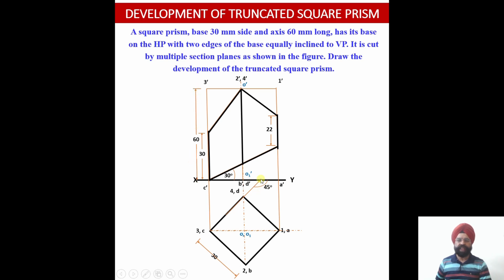Then the two edges of this particular square prism happen to be equally inclined to the vertical plane. So this angle is 45 degree, and similarly this angle is also 45 degree. So the two edges of the base will be equally inclined to the vertical plane at an angle of 45 degree. And which are those edges? These edges are AD, and the next edge, CD over here. So the edges CD and DA are equally inclined to the vertical plane.